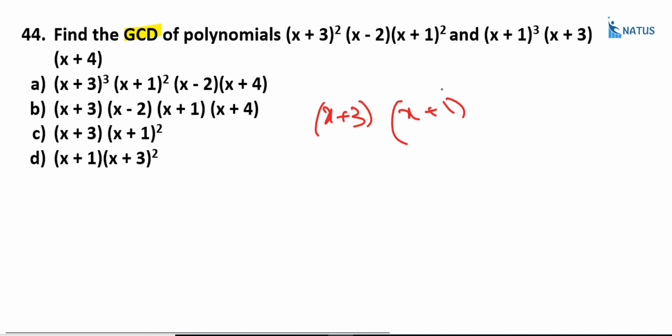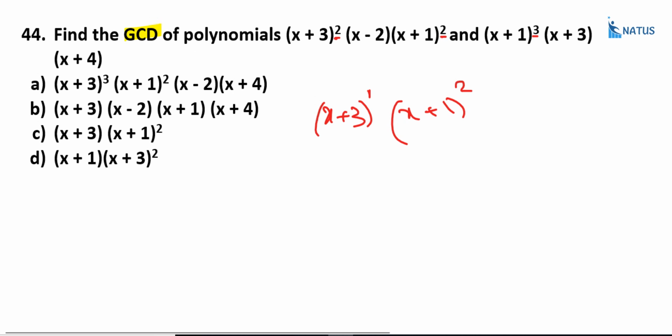Now what we require is HCF or GCD. In HCF or GCD, you will take common bases but the least power. What is the least power of x plus 3? This is 2 and this is 1 only. So the answer is x plus 3 to the power of 1. And next, what is the power of x plus 1? This is 2 and this is 3. What is the smallest number? 2, or not? So x plus 1 whole square.